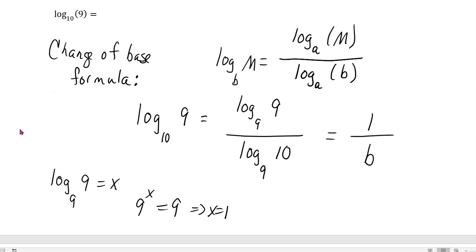The base and the answer part are powers of the same number, 9, and that gives us the power itself. 9 to the first gives me 9. This means that I can rewrite log base 10 of 9 as 1 divided by B.